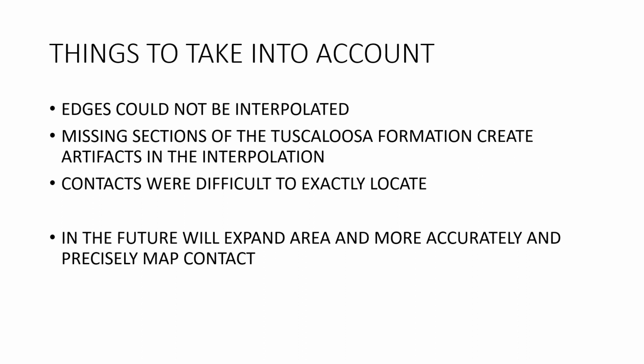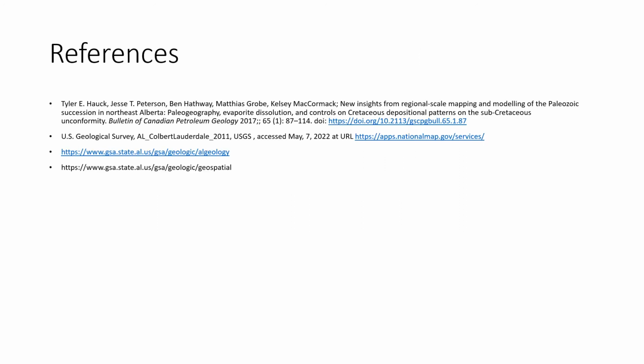So in the future, to do this again, I would probably expand the area and more accurately and precisely map that contact, to get a really good idea of what's going on between those two time periods, and maybe even map that paleotopography a little better. So here are some references. This is that 2017 paper that gave me this idea. And then, of course, from the USGS and the Alabama Geological Survey, I was able to get some wonderful data. And that is it. Thank you.